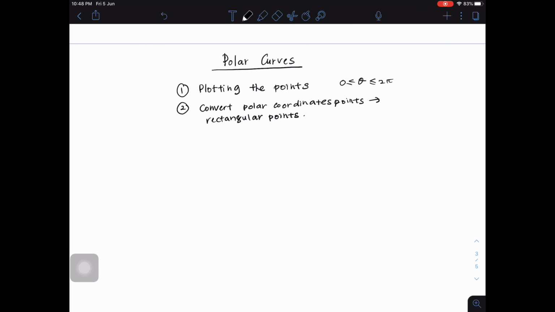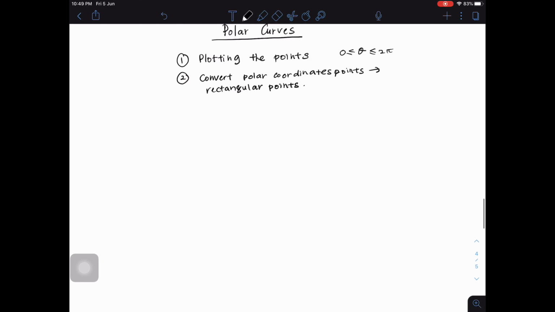So now we want to see the technique of sketching some polar curve. Basically, we have two ways to plot our polar curve. The first one is plotting the points, where you need to create a table and find the points at theta and r. From theta 0 to 2 pi is recommended. The second technique is converting the polar coordinate point into a rectangular point. I recommend the second technique because I think it is easier and faster for you to sketch the polar curve. Let's see the first example.